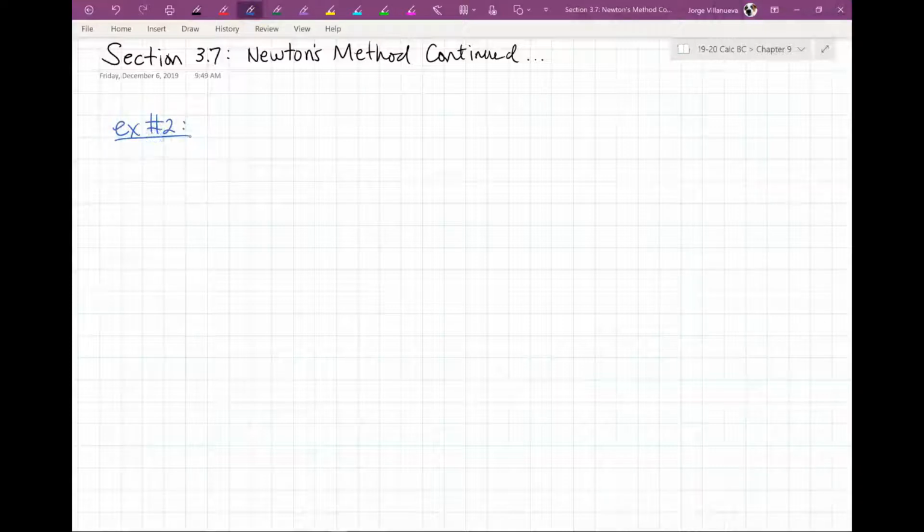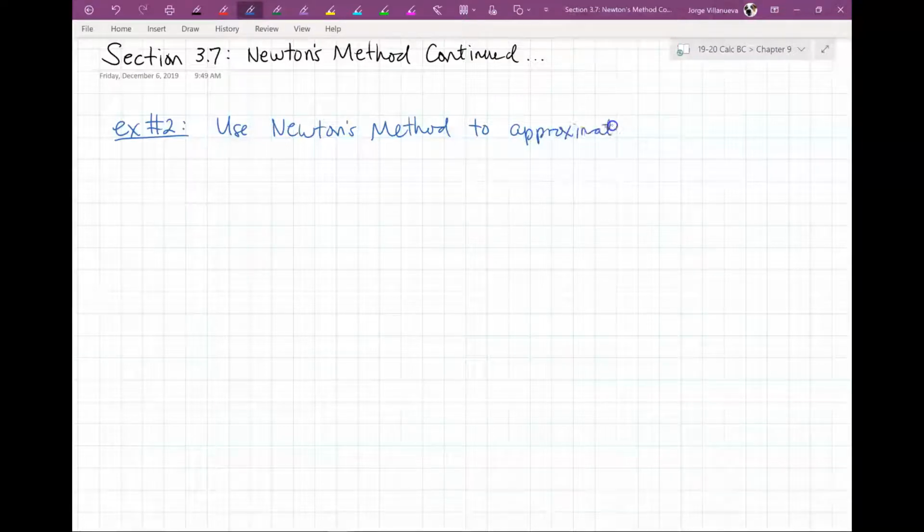We did one yesterday. It says use Newton's method to approximate the zero, or zeros, I guess, of f of x equal to 2x cubed plus x squared minus x plus 1.